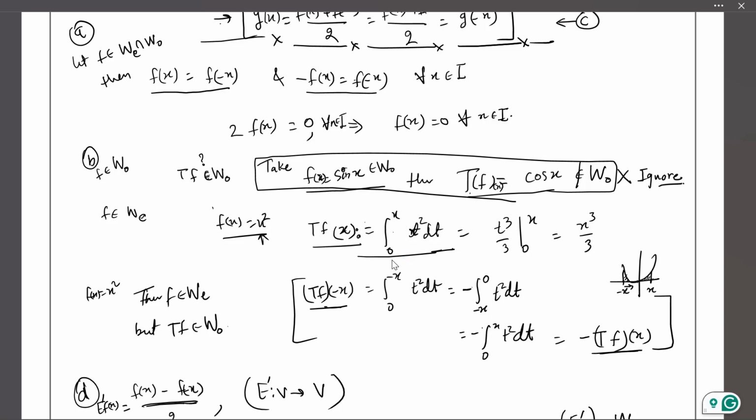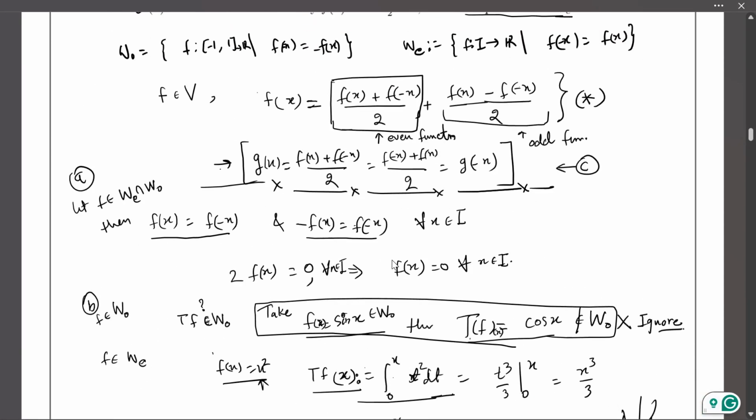That's all. You can take anything: some odd function which after applying T becomes even, or an even function which after applying T becomes odd. Nothing is special about x square.